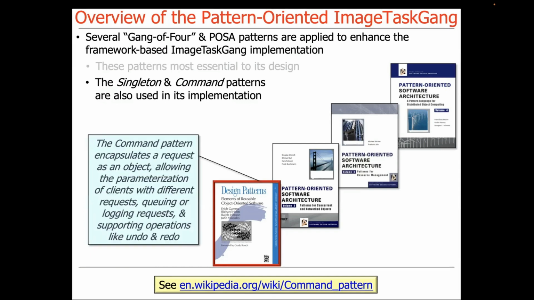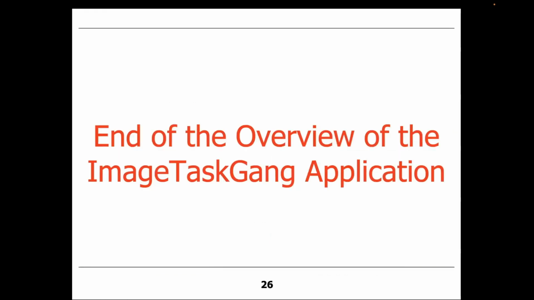And then finally, the command pattern encapsulates a request as an object, allowing the parameterization of clients with different requests, queuing or logging requests, and supporting operations like undo and redo. There's also a variant of the command pattern called the command processor pattern that appears in the POSA 1 book. We're not really going to talk about that a whole lot here, but it's also relevant. So that's the end of our overview of the ImageTaskGang application.